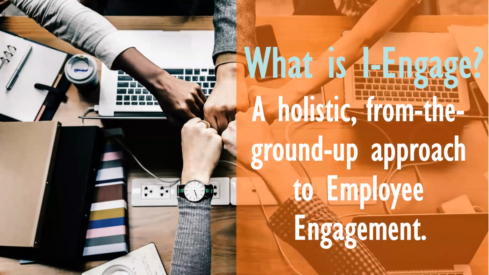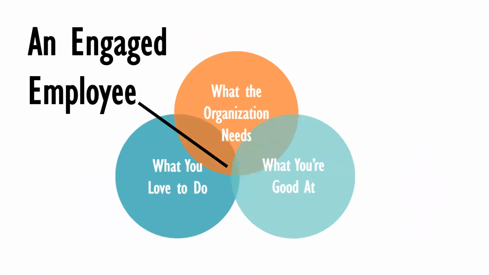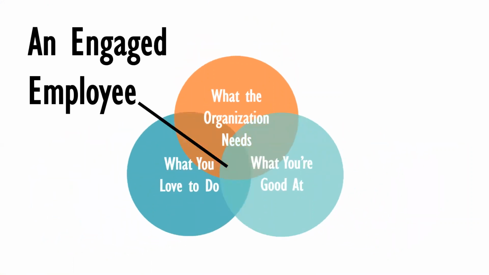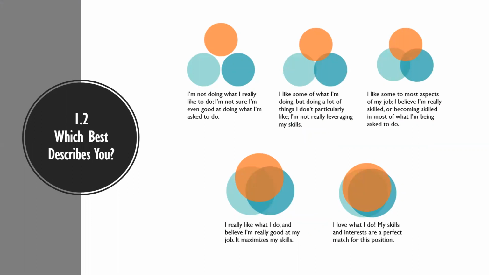Well, from your supervisor's perspective, employee engagement is the overlap between what the organization needs, what you're good at, and what you love to do. So do you think you're there right now? Always? On good days? Does it depend on the kind of assignments you're working on or who you're working with? In section 1.2 of your workbook on the right-hand side, you'll see these multiple possibilities with the 3 circles. Check which one best describes your current engagement at work.